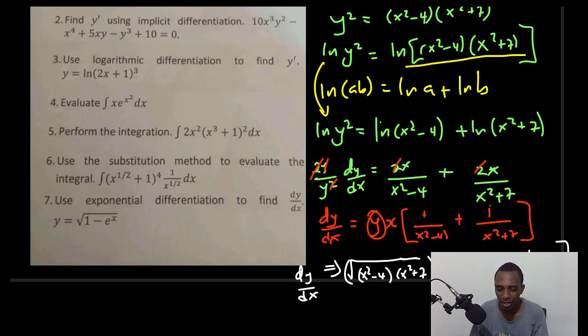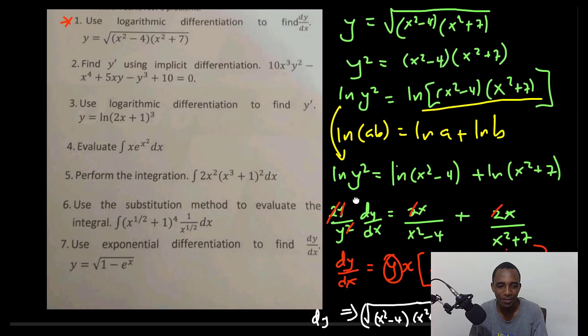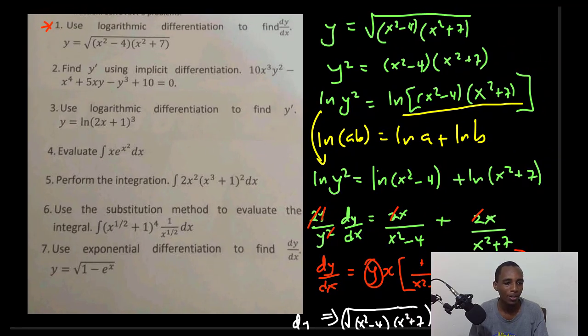You could go ahead and see if this simplifies to something better, but I'll just stop here for purposes of not making this video long. So let's go to the second problem. Find y prime, still the first derivative, just using another notation, using implicit differentiation. So the function is given here.